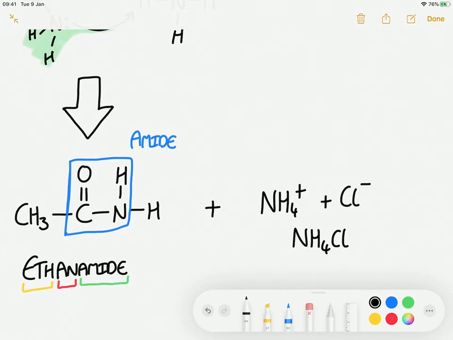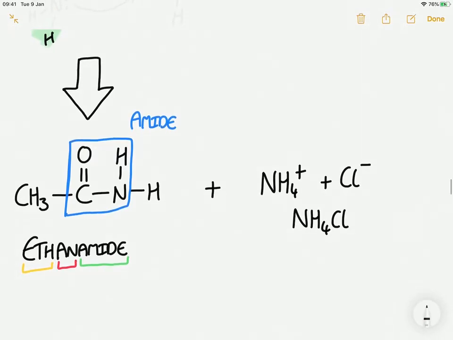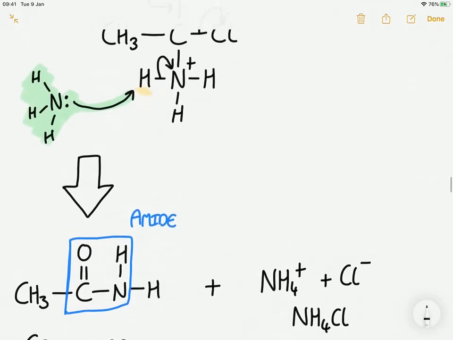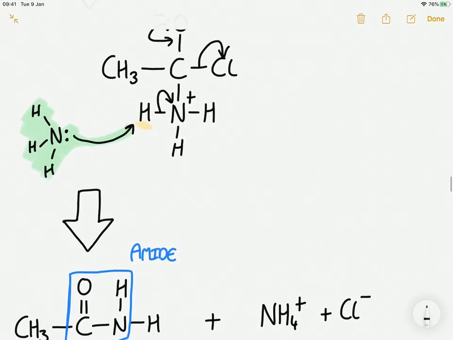Now, the other product, instead of being H plus Cl minus to make HCl, instead is NH4 plus Cl minus. Let's just reflect on where that came from. We said before that although it doesn't really need to be there in the mechanism, there is another ammonia molecule hanging around picking up a proton, so that is where your NH4 plus comes from.